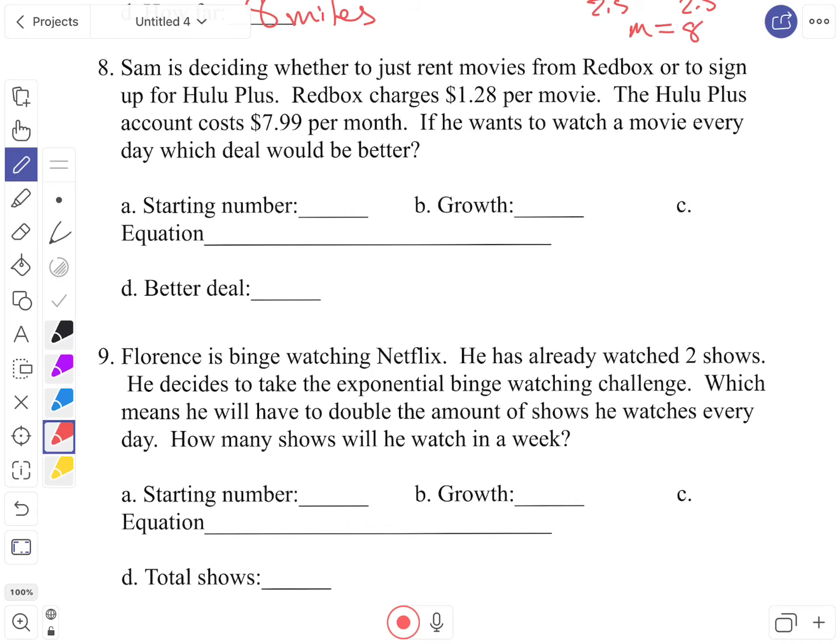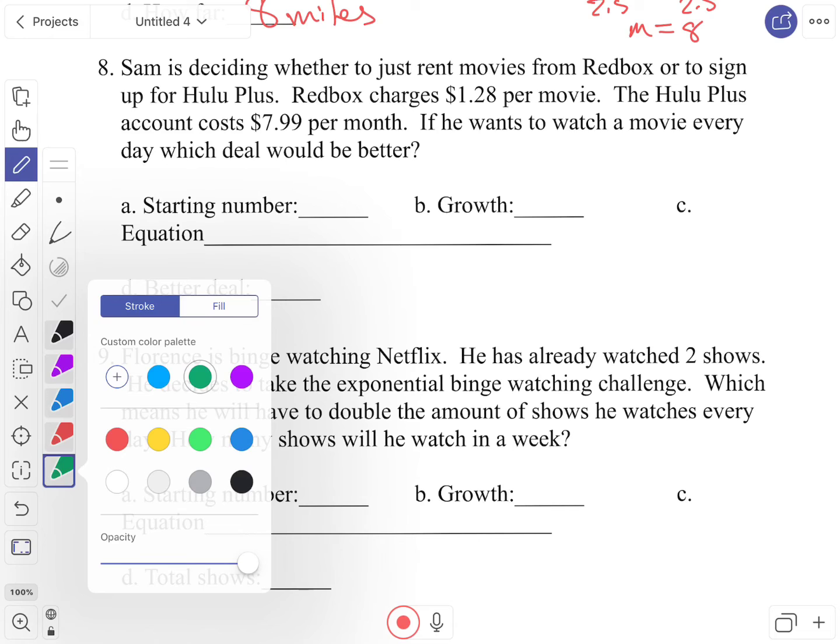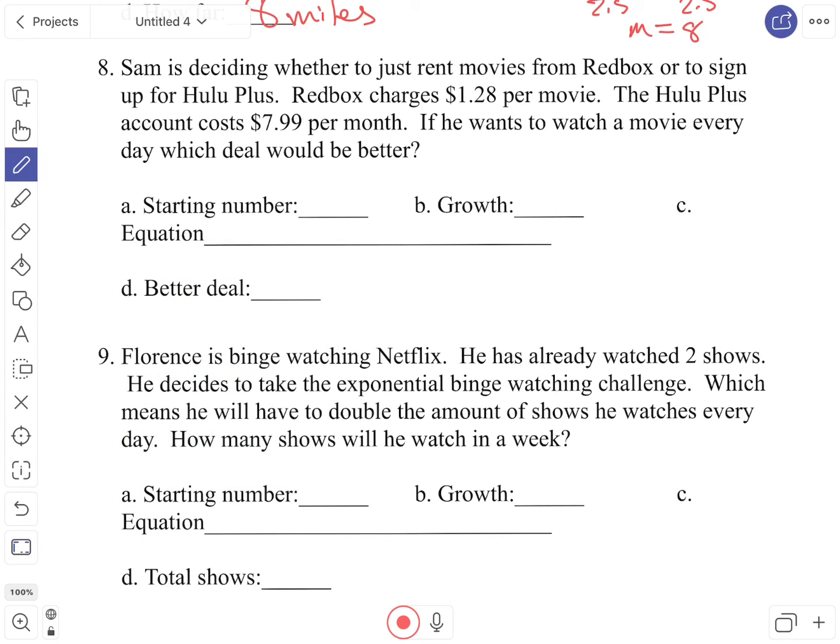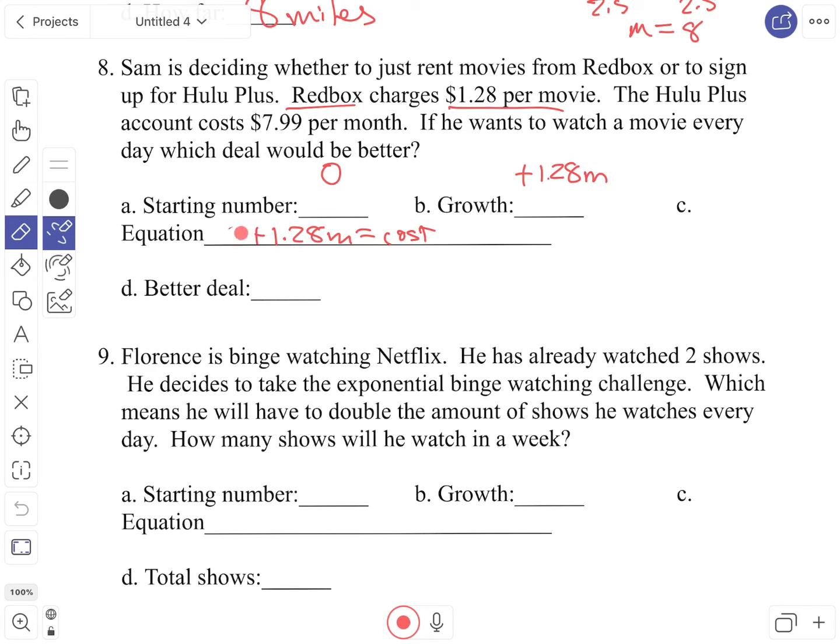All right. So, looking at this one, we've got two situations again, right? We've got Hulu and we've got Redbox. So, let's start with Redbox. Redbox charges $1.28 per movie. Now, if you don't watch a movie from them, it costs nothing, so our starting number is actually 0. Our growth would be plus $1.28 per movie. So the equation for Redbox would simply be 0 plus 1.28m equals that total cost. However, we can really just get rid of that part and just have 1.28m.